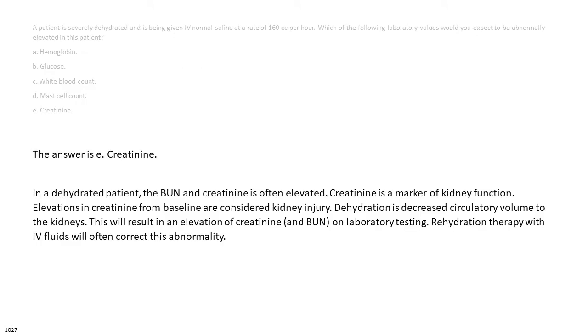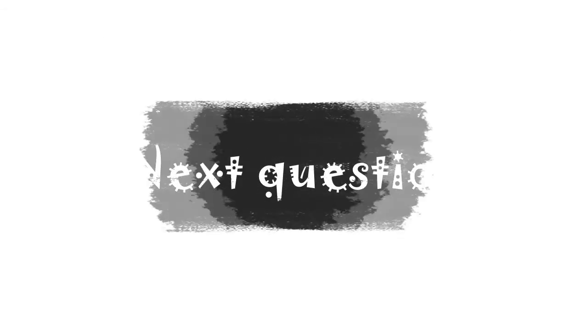The answer is E. Creatinine. In a dehydrated patient, the BUN and creatinine is often elevated. Creatinine is a marker of kidney function. Elevations in creatinine from baseline are considered kidney injury. Dehydration is decreased circulatory volume to the kidneys. This will result in an elevation of creatinine and BUN on laboratory testing. Rehydration therapy with IV fluids will often correct this abnormality.